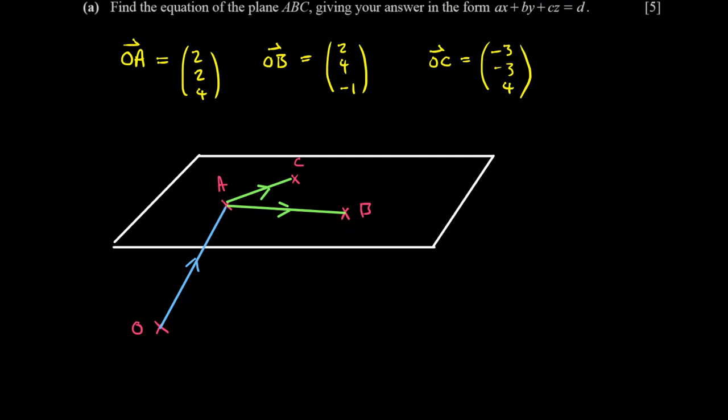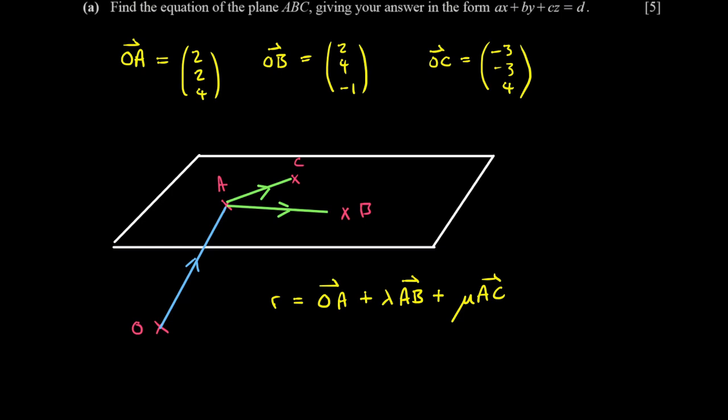So the key thing here is to understand that the equation is going to be r is equal to the vector OA plus lambda lots of AB plus mu lots of AC. In other words, we're not doing lambda lots of OB and mu lots of OC, because the vector OB is not parallel to the plane. It's the vector that goes from here to here. And the same thing is true with OC. So that's what's going on there.